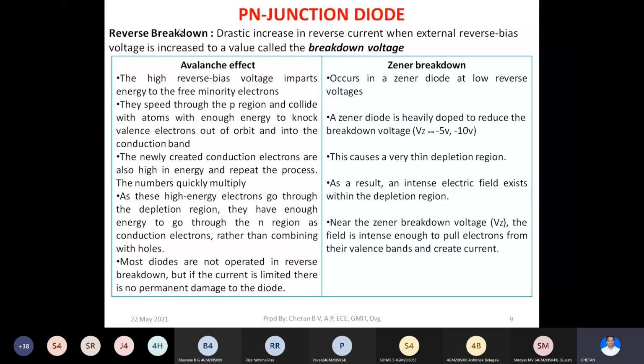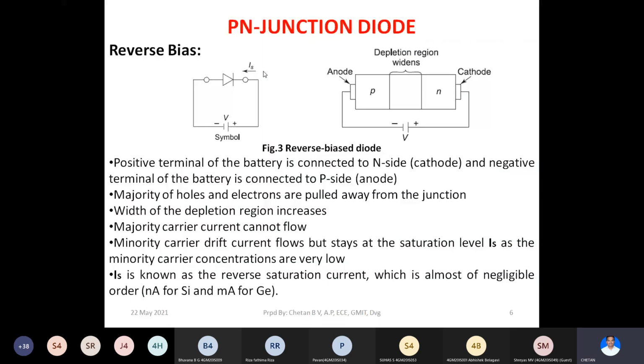The first way is the avalanche effect. In this avalanche effect, as you already know, in reverse bias condition, minority charge carriers move across the junction. Electrons are minority carriers in P, and holes are minority carriers in N. So the minority carriers from N can move towards P, and the minority carriers in P can move towards N in reverse bias condition. Here, electrons are minority carriers.